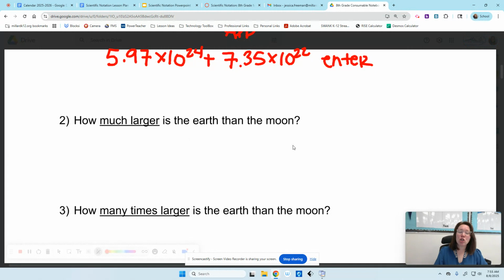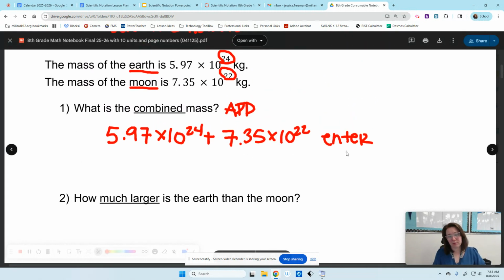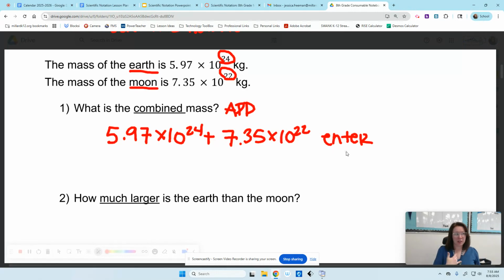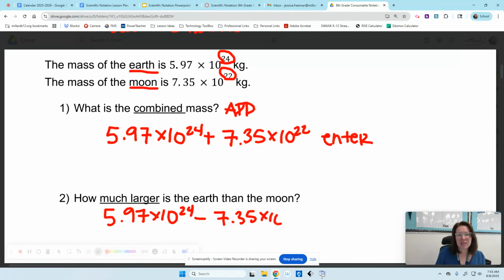Okay, how much larger is the Earth than the moon? That was kind of my example of I brought in 3 cookies and somebody else brought in 10 cookies. How many more cookies did they bring in? They brought in 7 more. I subtracted. So I would do that with the Earth and the moon. I can literally, just like up here, type in my calculator 5.97 times 10 to the 24 minus 7.35 times 10 to the 22, enter. So how much larger is subtract.